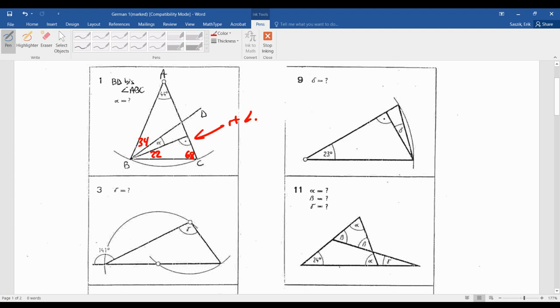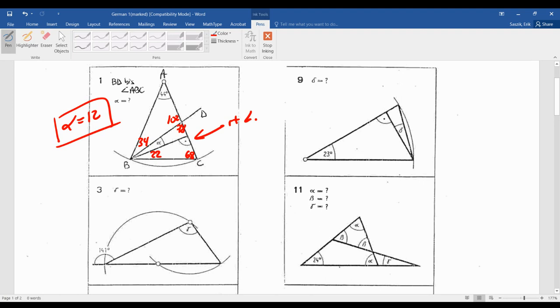Now remember, I got triangles galore here. I got 34, I got 44. Look at this upper triangle. I can figure out that this is 102. I can then figure out this is 78. Remember, this is 90 right here next to it, so we can figure out alpha now using this little skinny triangle. Alpha, of course, ends up being 12.